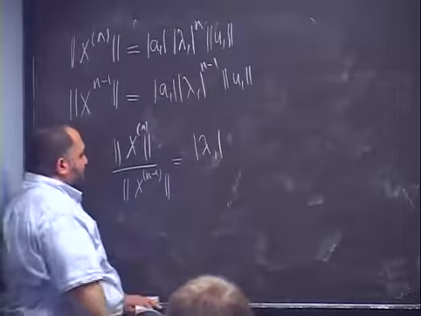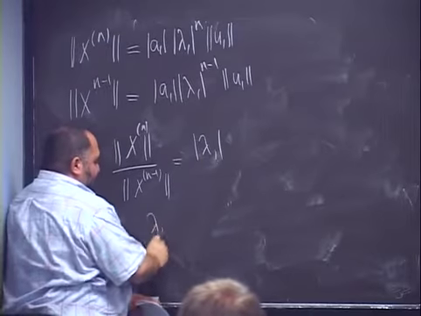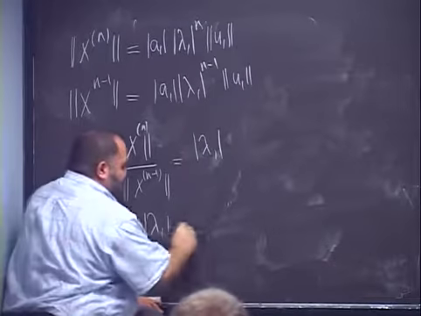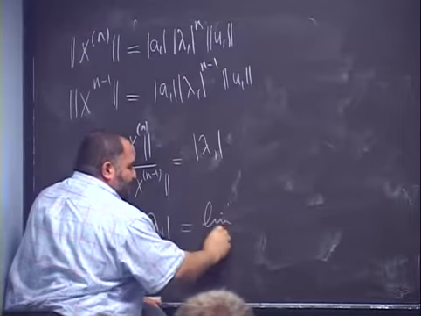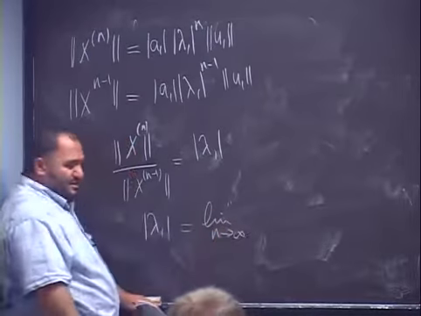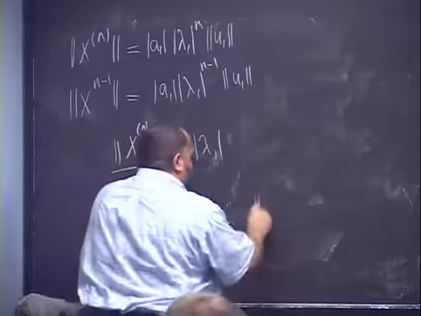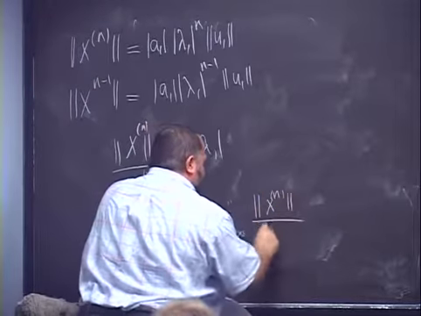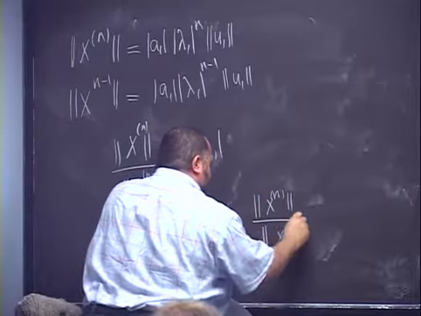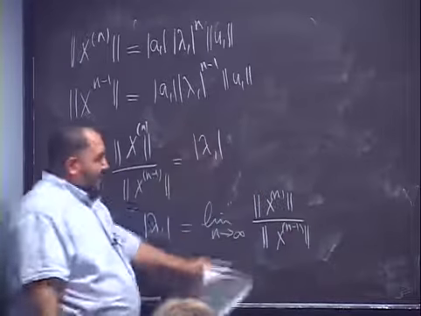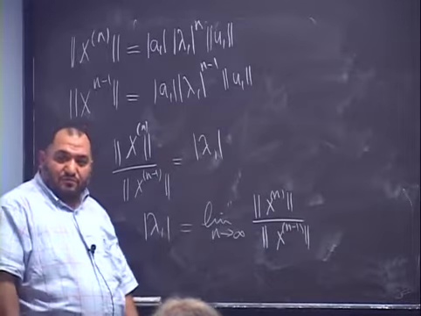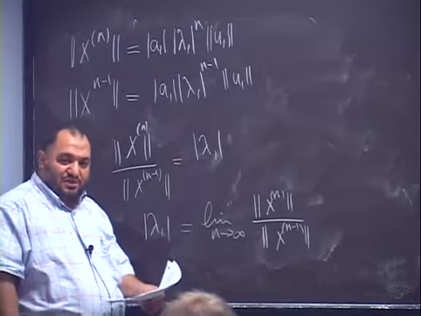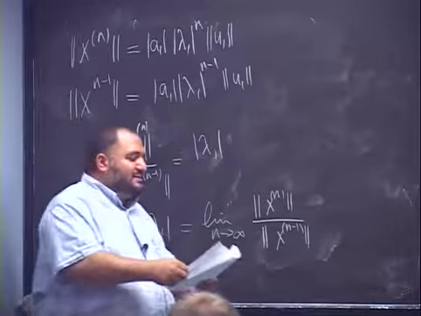Lambda 1. So this means that the spectral radius, which we assumed from the beginning is lambda 1, is equal to the limit as n goes to infinity of the modulus of xn divided by the modulus of xn minus 1. And this is the proof of the theory of the power method to get the spectral radius of a matrix. So let's take an example.